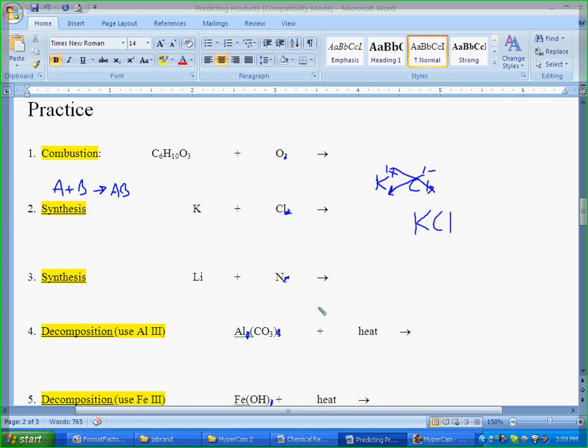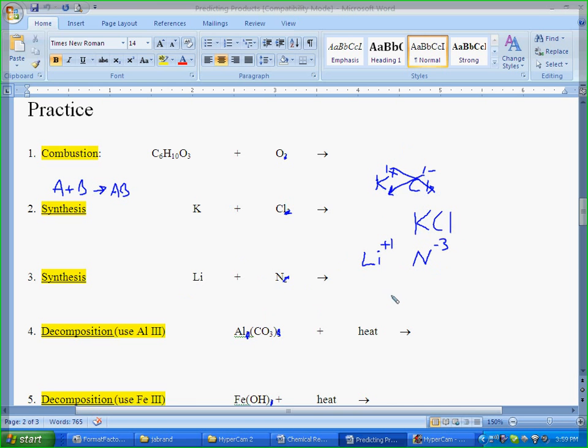Let's try the other synthesis problem with the Criss Cross method. We have lithium and we have nitrogen, so we're going to need the periodic table. Lithium is a +1 charge because it's in column 1, and nitrogen is a -3 charge because it's in column 5. It will gain 3 electrons to get a full outer shell. So I'll do it both ways.